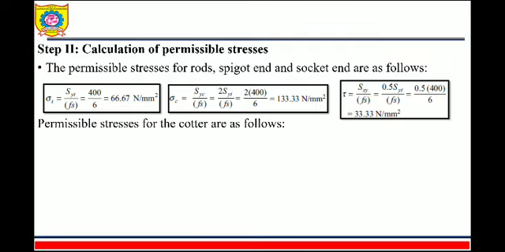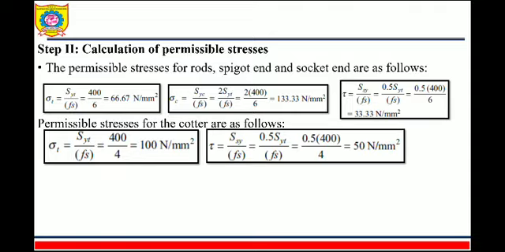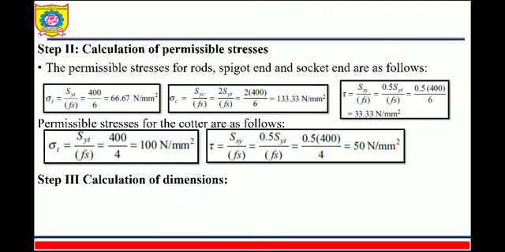Now permissible stresses for cotter. So first one is sigma T is equal to SYT upon factor of safety, which is 4 now. Factor of safety here it is 4, which is equal to 100 Newton per mm square. Shear stress is equal to SSY upon factor of safety. Again SSY is not known to us. We know SSY is equal to 0.5 SYT upon factor of safety, which is equal to 50 Newton per mm square.